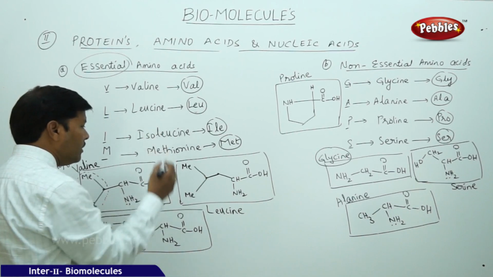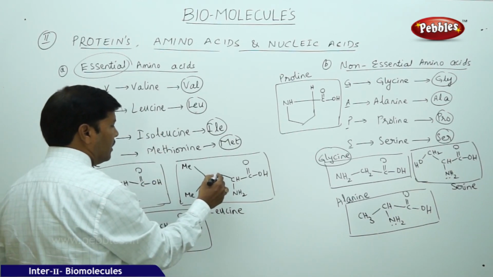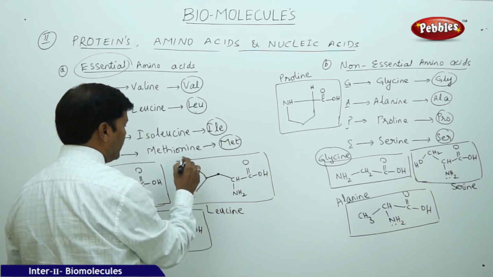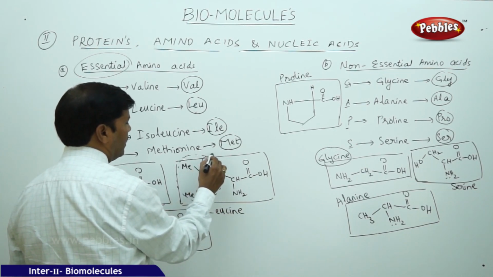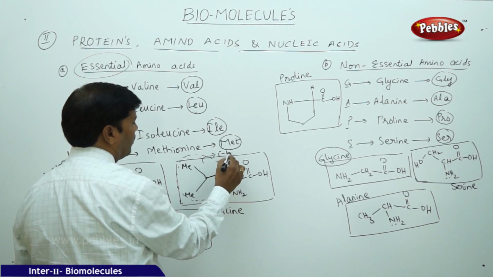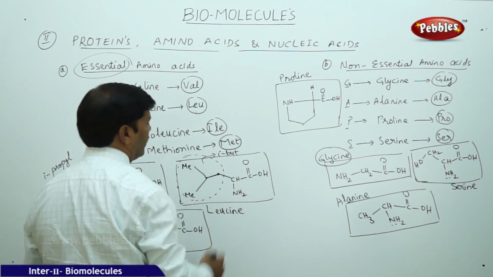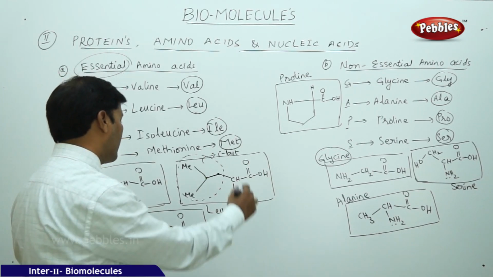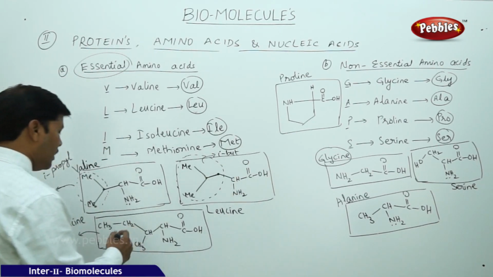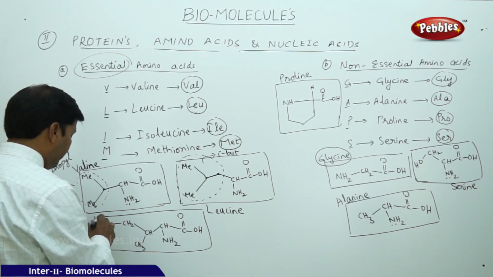In leucine, you find an isobutyl group. And of course, we have one primary amine and one carboxylic acid. And in isoleucine, this is a secondary butyl group.